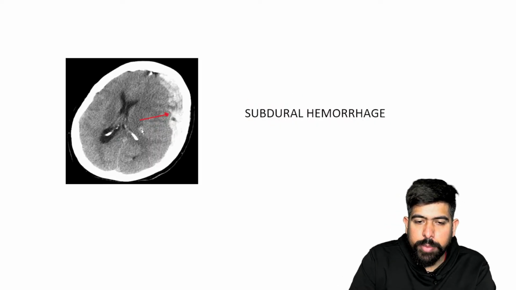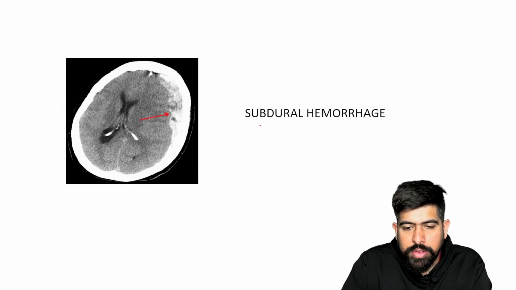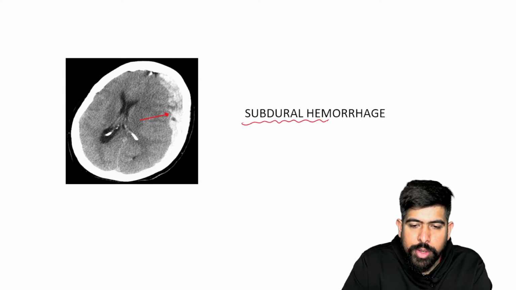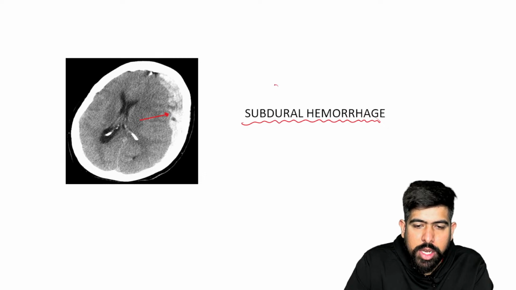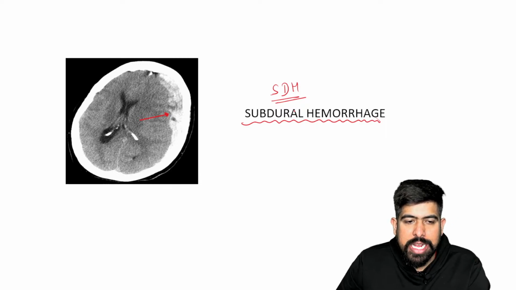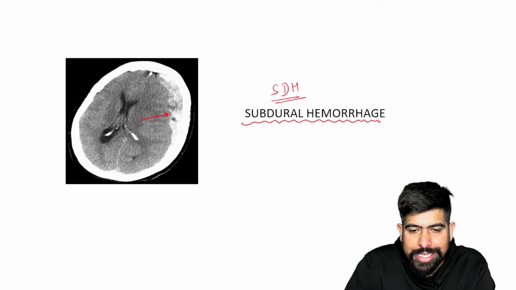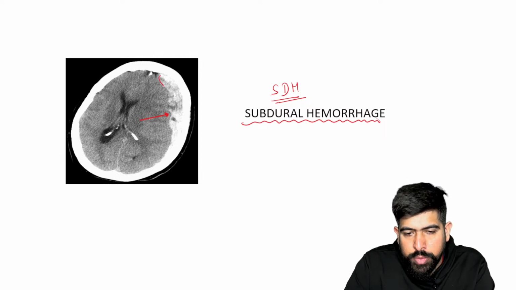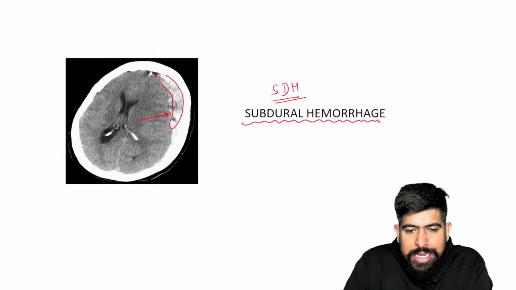Now, along with the subarachnoid hemorrhage, we have one more, which is your subdural hemorrhage, known as SDH. So subarachnoid is SAH, then we have the SDH, subdural hemorrhage. In this subdural hemorrhage, you are going to find the banana sign.